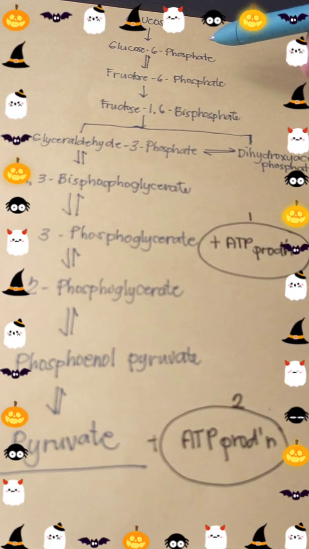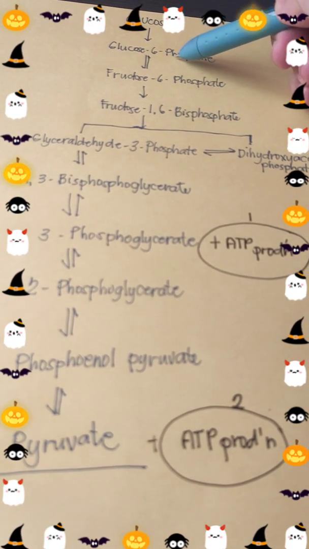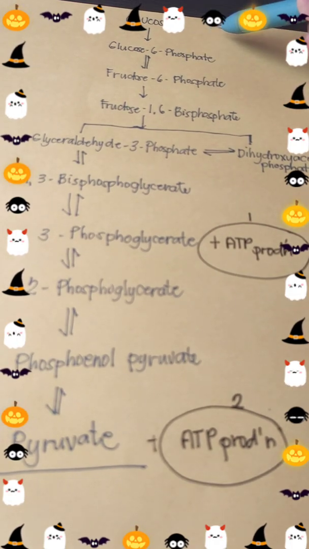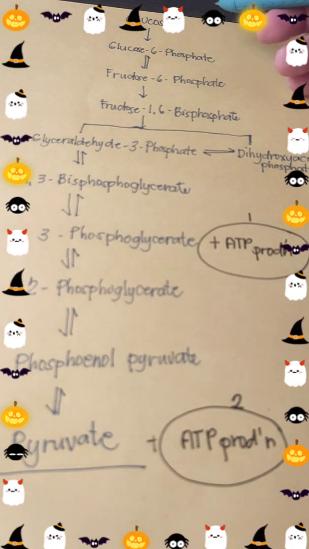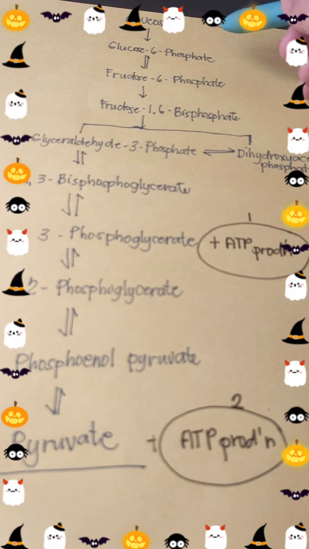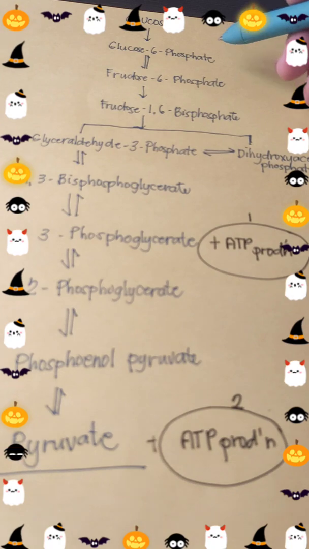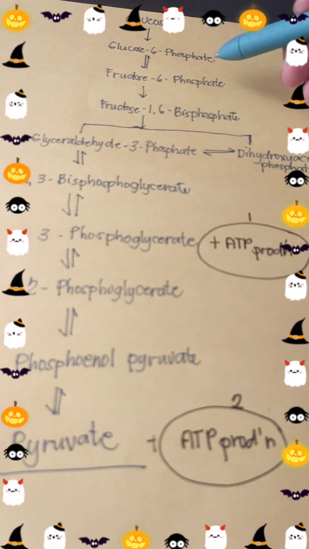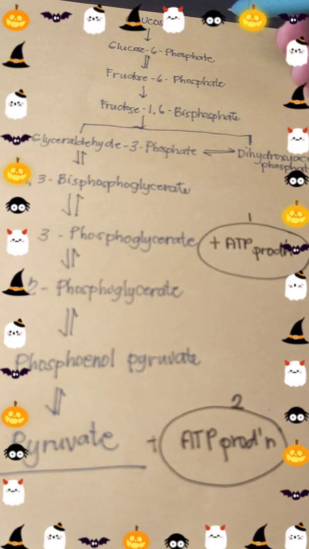And take note that the conversion of glucose to glucose 6-phosphate is by the help of an enzyme, which we know as hexokinase. The hexokinase has 4 isoenzymes: hexokinase 1, hexokinase 2, hexokinase 3, and hexokinase 4. Please note that hexokinase catalyzes the phosphorylation of glucose to glucose 6-phosphate.